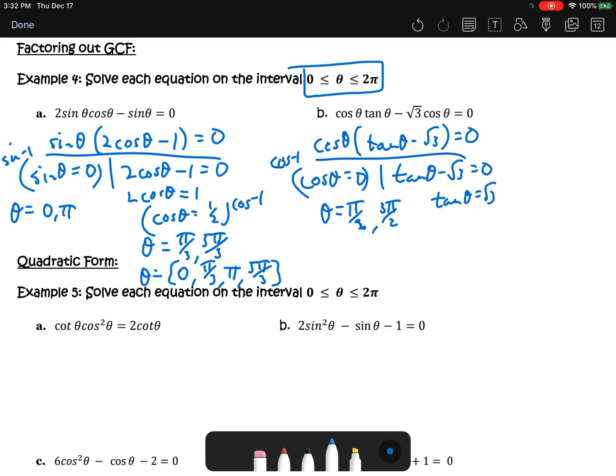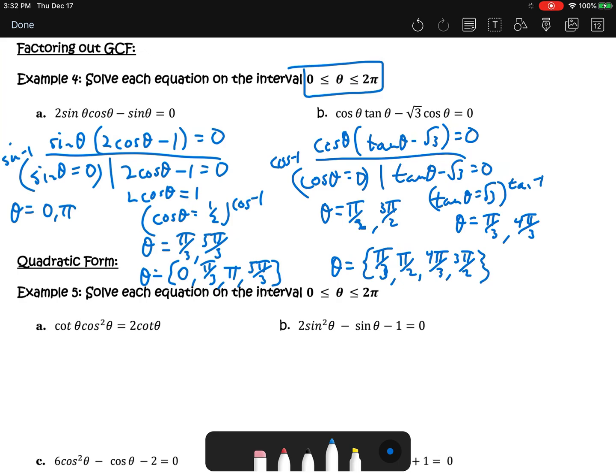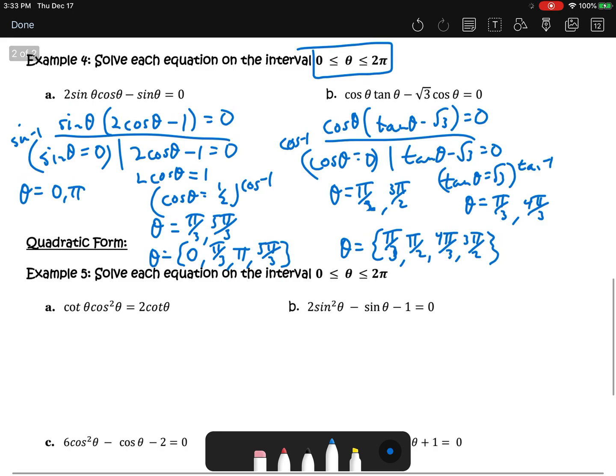Tangent theta equals radical 3. Take the inverse tangent of both sides. When is tangent radical 3? That's got to be positive. I think it's pi over 3 and 4 pi over 3 down in the third quadrant. It's positive. So theta is going to equal, in order, pi over 3, pi over 2, 4 pi over 3, and 3 pi over 2. If you go around your unit circle, you will see that those are the values that work in this equation.